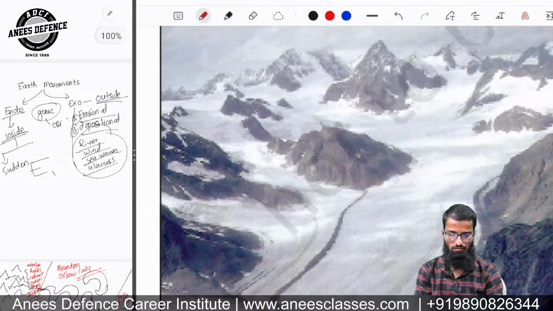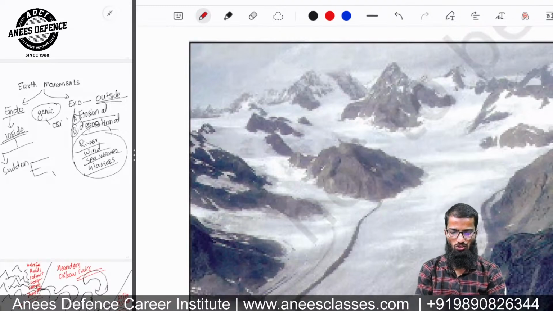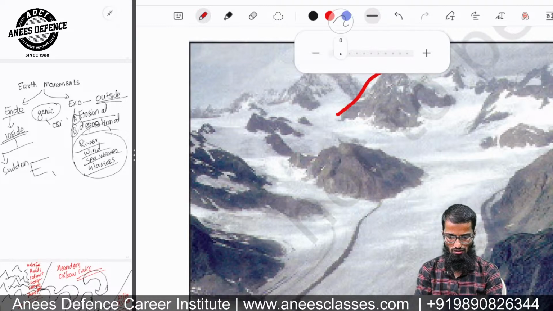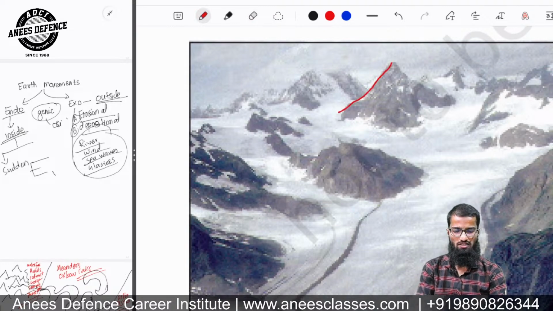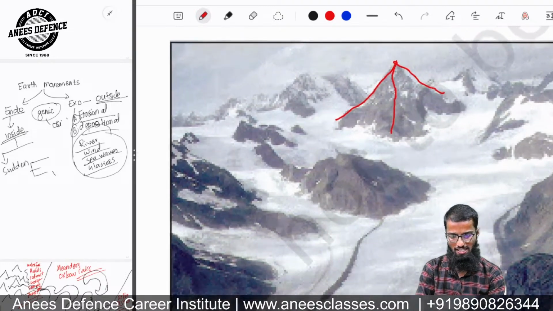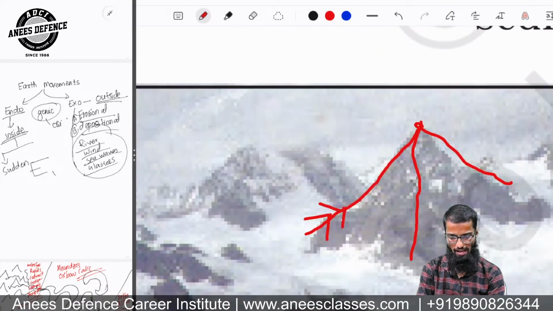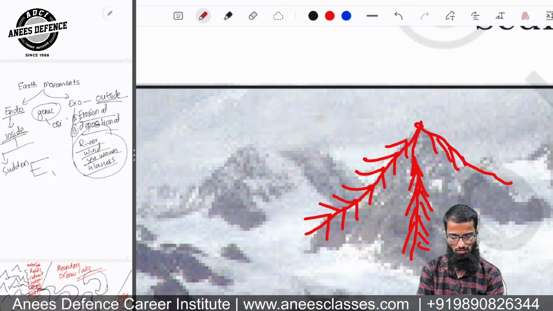Okay, look, now you can see that on your screen you have this type of structure. So I'm highlighting it. Look, this is actually an arete. This is a wall. This is a wall, and this is also a third wall. So here three walls are there.